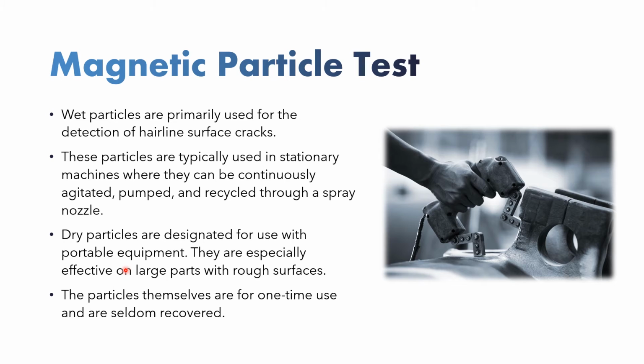Dry particles are designated for use with portable equipment. So if you have portable equipment, you use the dry particles. If you have a fixed machine, you use the wet particles. Dry particles with portable equipment are effective on large parts and rough surfaces. The particles can only be used one time, and we can't recover them, so particles are just one-time use.